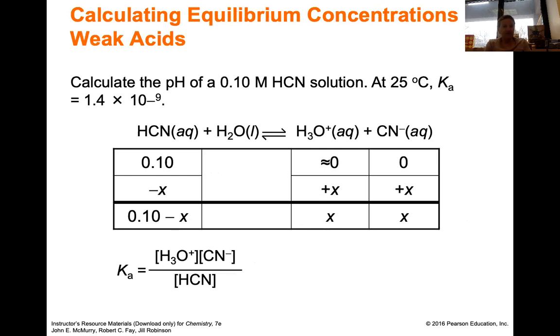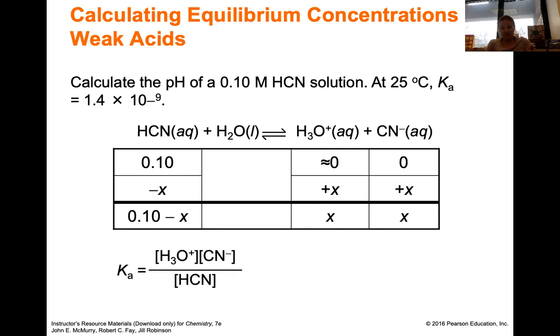So you can use the equilibrium constant, if you have it, to calculate concentrations. You can use concentrations to calculate the equilibrium constant. So this one asks you to calculate the pH of a solution if you know the Ka and what the acid is. So if we put in 0.10 molar HCN, and it's a weak acid, the Ka is pretty small, 1.4 times 10 to the minus 9.